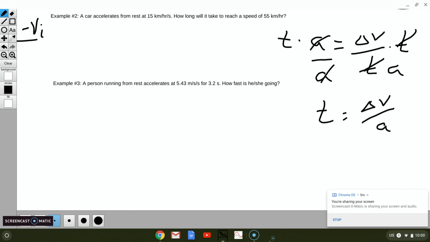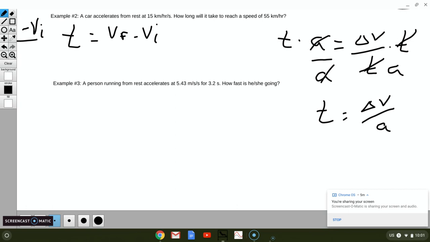That's how I would recommend you do it. The other way to do it is just to use the equation that we used up above, A equals delta V over T, and just put in X for T and solve for X. So if you want to do it that way, that's fine. I prefer to do it this way. Now I'm just going to do it this way.